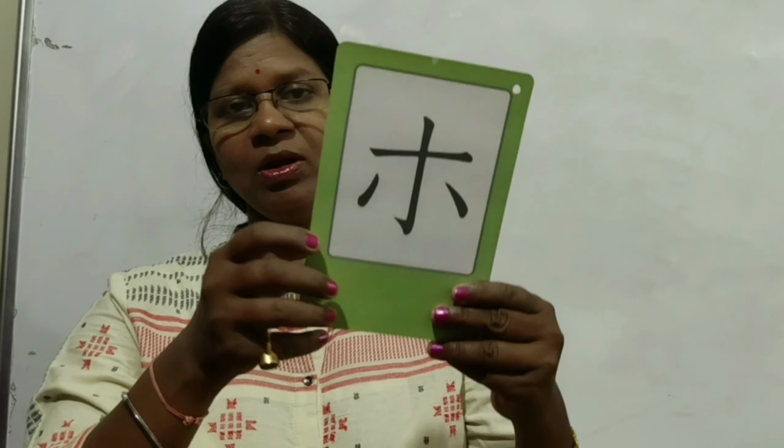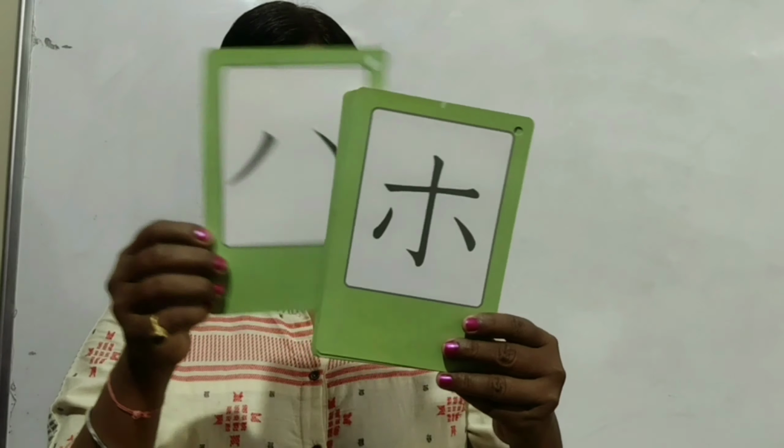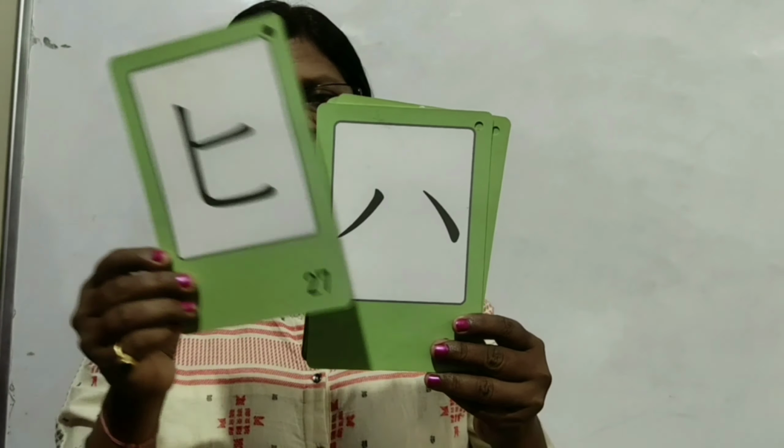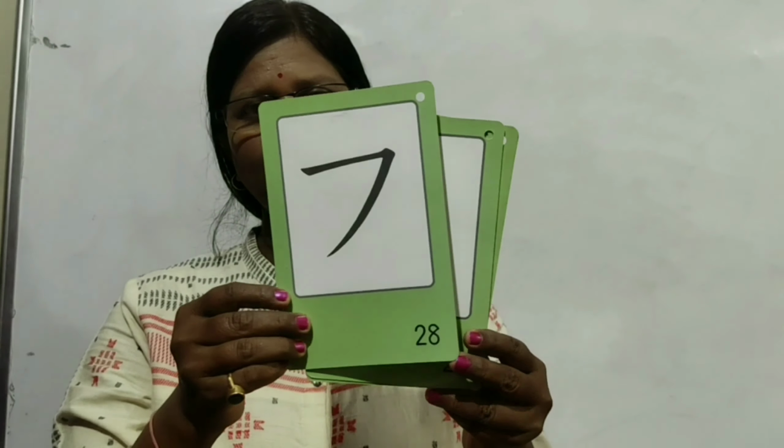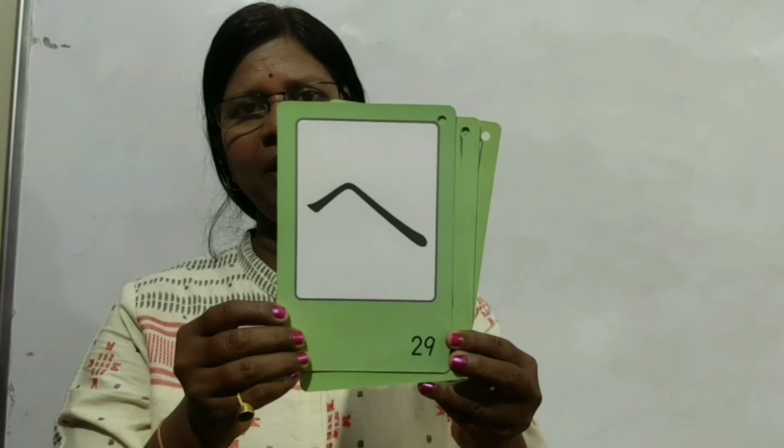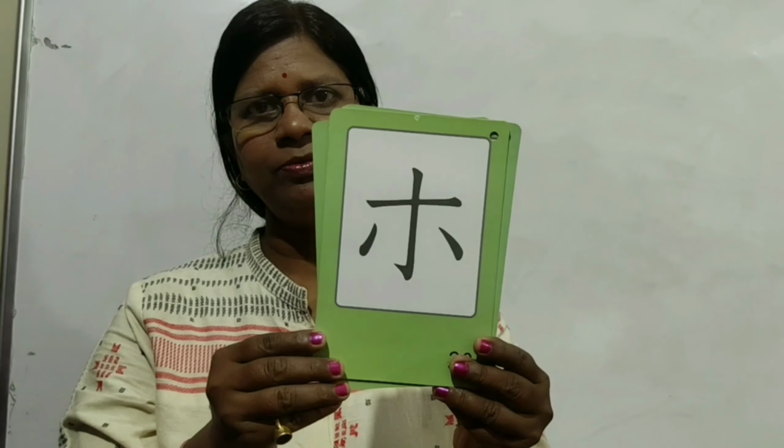This video is for those people who are learning for the JLPT N5 and N4 exam. In the last class we learned na, ni, nu, ne, no of katakana. Today we are going to learn ha, hi, fu, he, ho. Look at here and say ha, hi, fu, he, ho.